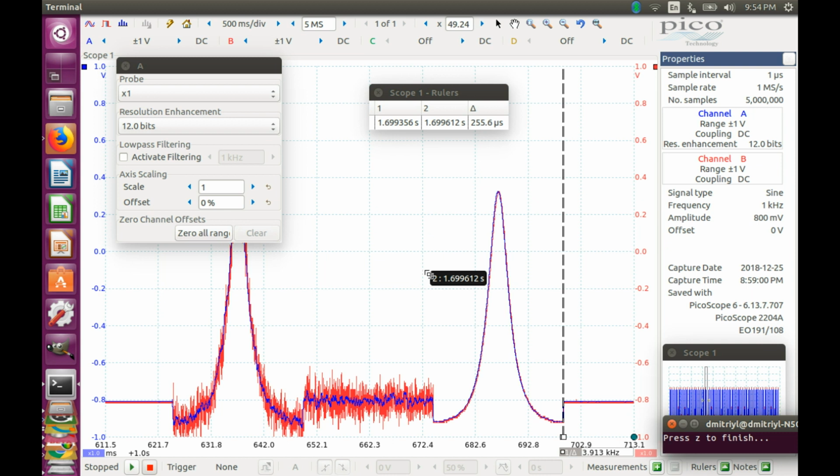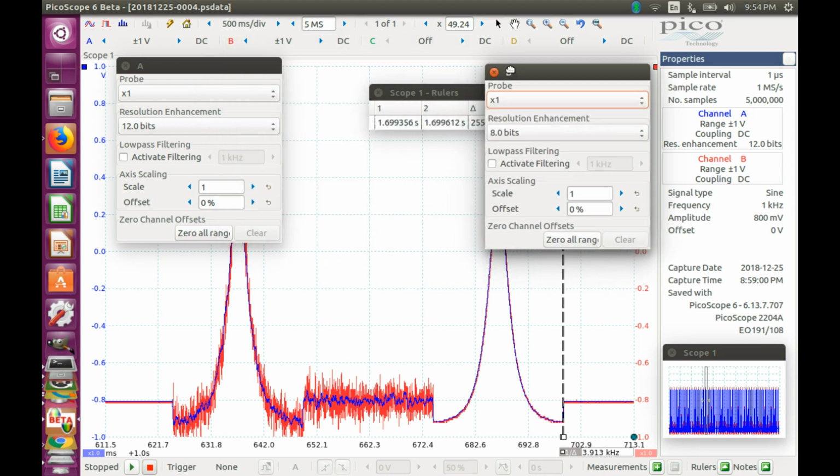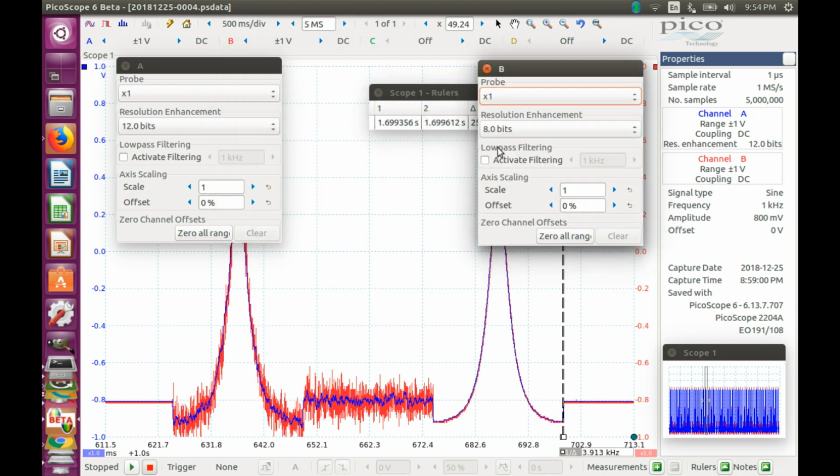Now that we understand how the enhanced waveform differs from the true one, let's go ahead and apply low-pass filtering to channel B. Which filtering frequency should we use? I will show you the formula that will link the bit resolution enhancement with the filtering frequency.